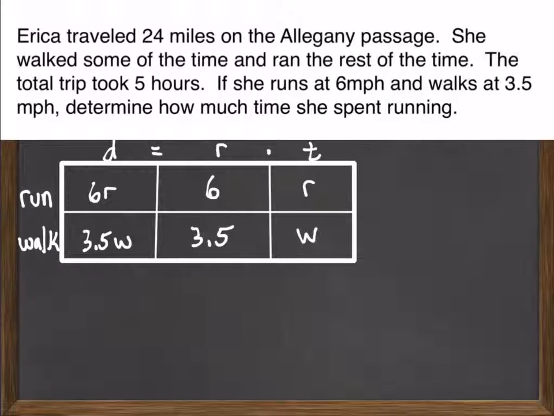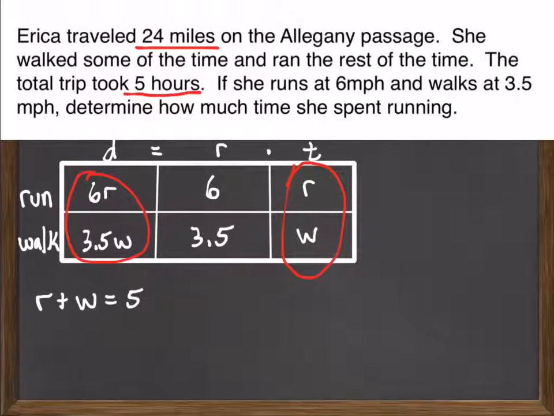So as we read through the problem, we see that it took 5 hours. Now that was not 5 hours walking, that was not 5 hours running. That 5 hours is a combination of the time that she was running and walking. So in other words, R plus W has to be equal to 5.